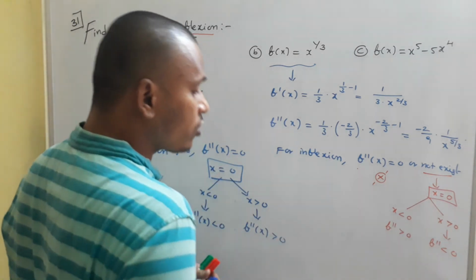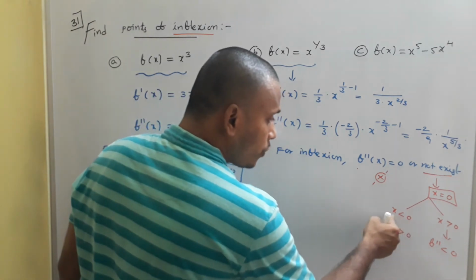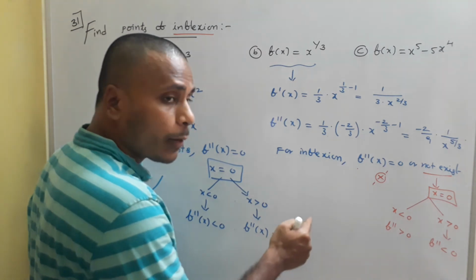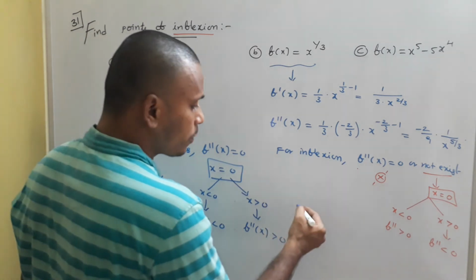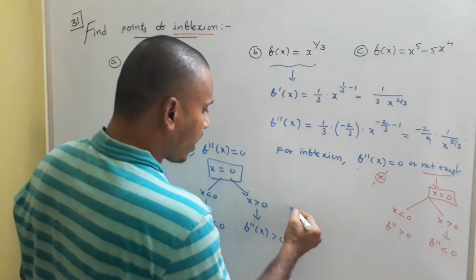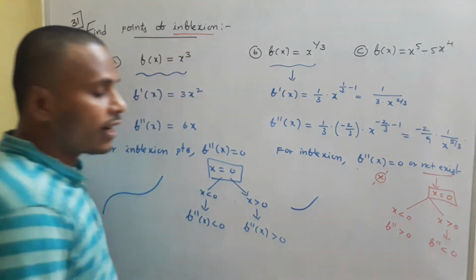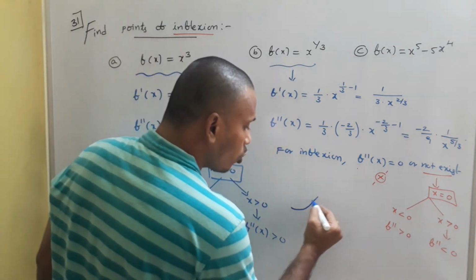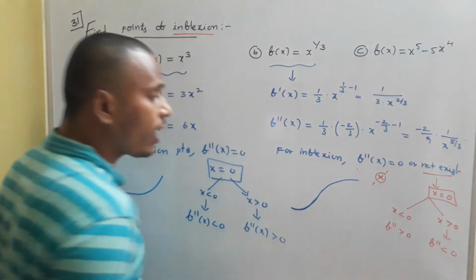And now if you try to sketch the graph, in the left side of 0, second derivative is positive. So what does it represent? Concave upward graph. Since it is positive, concave upward. Okay, the graph may be like this. And if x greater than 0, second derivative is less than 0, that represents what? The graph is concave downward. So the graph is like this. You just try to analyze.